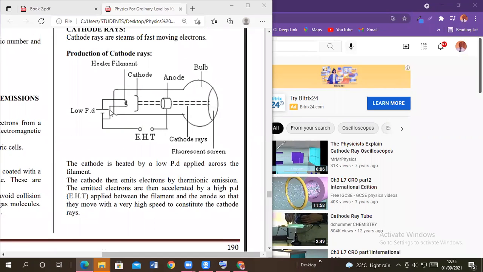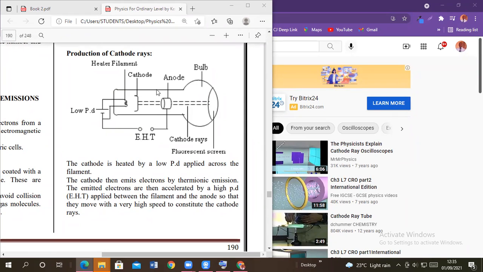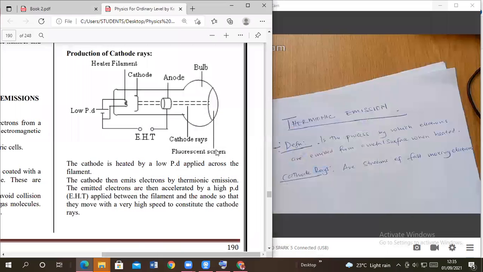So members, when you are told to draw a cathode ray oscilloscope, this is what you draw. Now this is a cathode ray tube. So a cathode ray tube has got a cathode, has got the anode, has got a fluorescent screen here, and it has also the filaments.